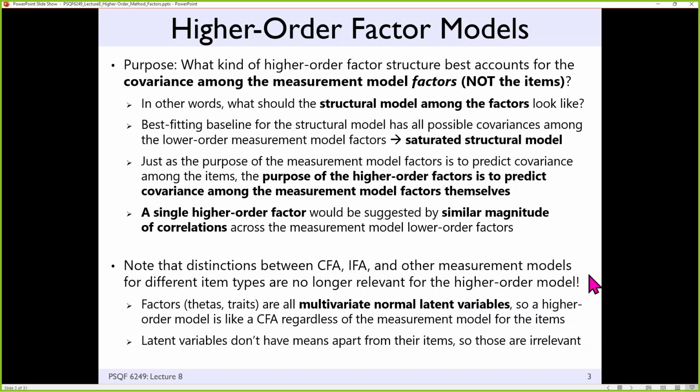And at this point, when we talk about structural model considerations, the distinction of CFA versus IFA is gone. Lower order factors are continuous variables. They are multivariate normally distributed in terms of how we try to estimate them by summarizing their means, variances, and covariances. So regardless of what kind of items you have, when you're talking about relationships among the factors, the traits themselves, it's like a CFA model in that sense. They're all continuous. And latent variables don't have means, so those are going to fall out of the story. So we're only going to be worried about higher order factor variances and loadings of lower order factors onto those.